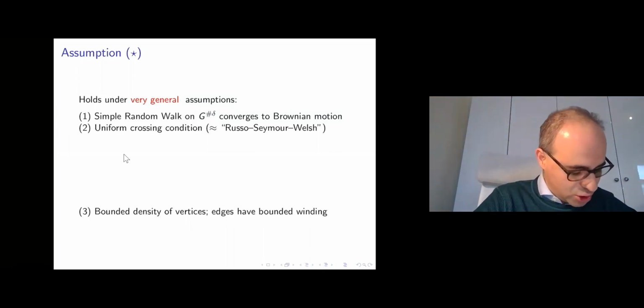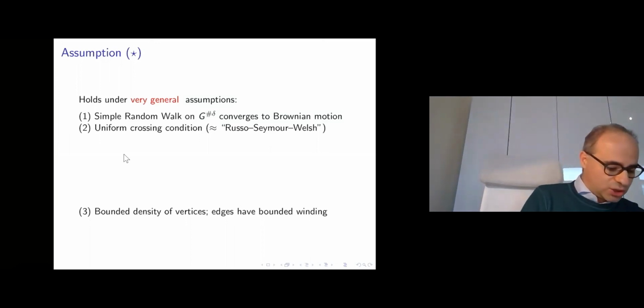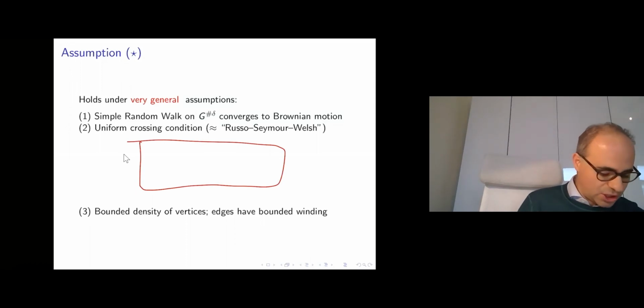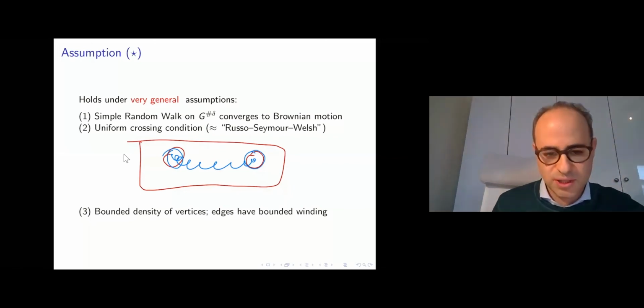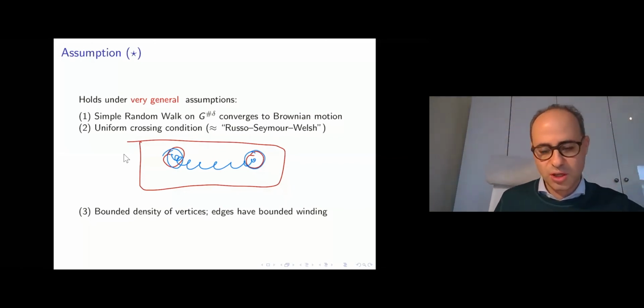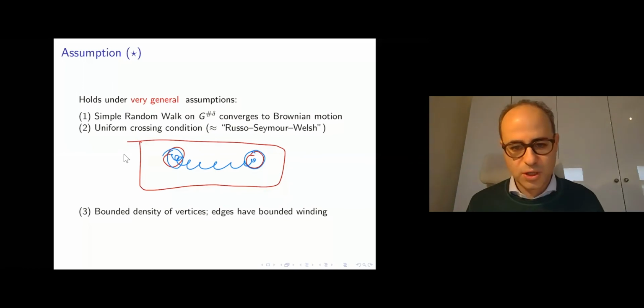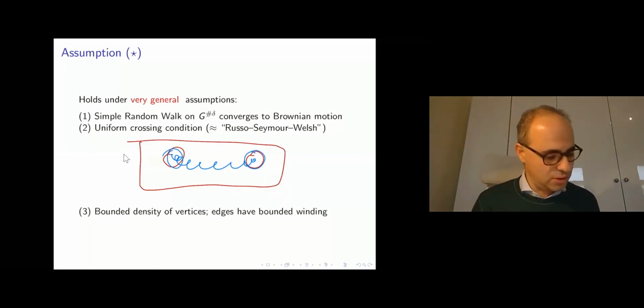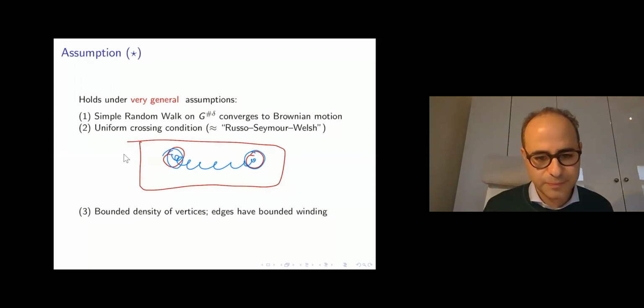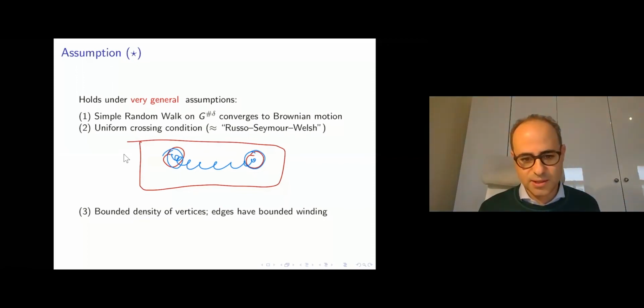And the second condition is a kind of crossing condition that says that if you've got a rectangle of fixed aspect ratio, then if you start somewhere here, there's a positive probability that random walk will go from this ball to that ball without leaving the rectangle. So this is what we call the uniform crossing condition, and it plays a similar role to the Rousseau-Simon-Welch assumption for estimating percolation. For me, I take it as an assumption.